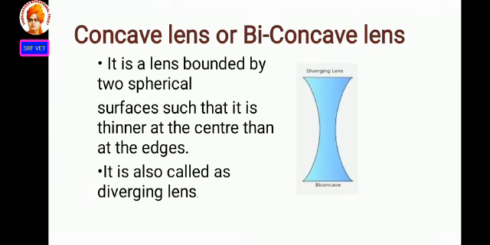Concave lens. Concave lens is bounded by two spherical surfaces such that it is thinner at the center than at the edges. That means the center part is thinner. It is also called a diverging lens because a parallel beam of light passing through it is diverged or spread out. Okay, concave lens or biconcave lens.